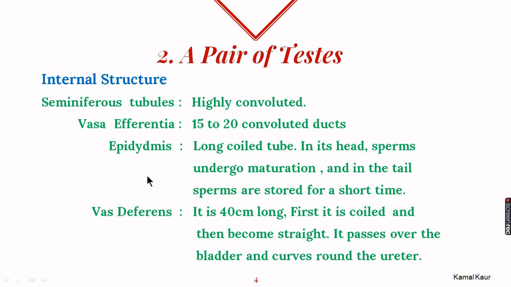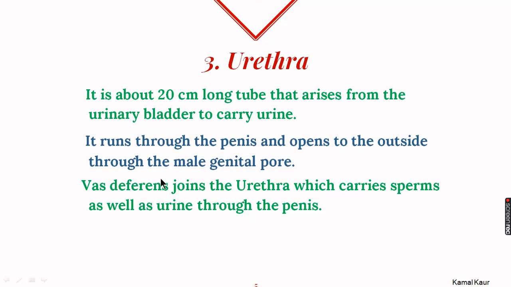Testis is made up of many parts. It has a complex structure. I have mentioned here a few parts, and out of all these we will concentrate on epididymis and vas deferens. Epididymis is a coiled tube. Here sperms undergo maturation and are stored for some time. And vas deferens, which is 40 centimeter long, is initially coiled and then it becomes straight. It moves upwards and passes over the ureters and comes back. Then this vas deferens joins with the urethra.